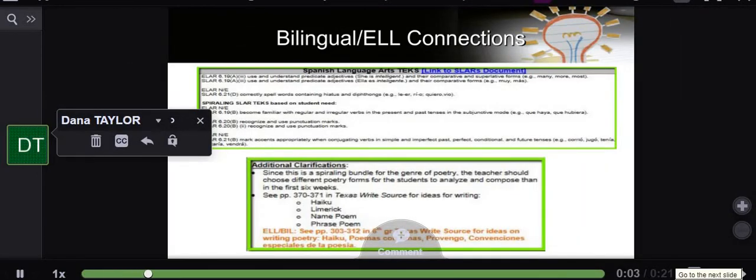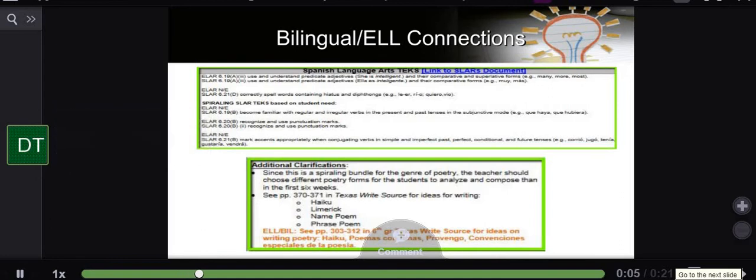Embedded in the IFDs are the Spanish language arts TEKS. These TEKS help support our bilingual and ELL learners. Spanish language arts TEKS are listed for each bundle. Throughout the bundle, supporting strategies and suggestions are noted in orange. These are new to the IFDs.